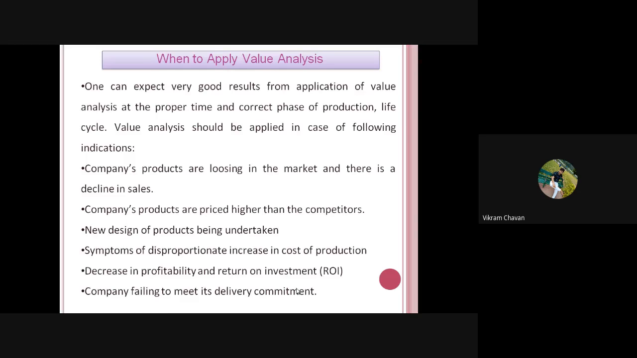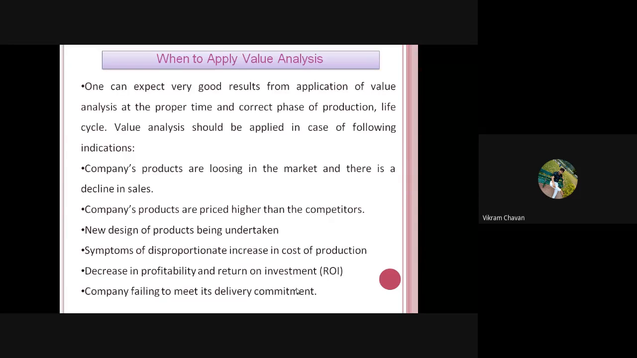Okay, so one can expect very good results from application of value analysis at the proper time and the correct phase of production or the life cycle of that particular product. Then value analysis should be applied in case of the following indications. So what are the indications? What things indicate that value analysis needs to be applied on that particular product?